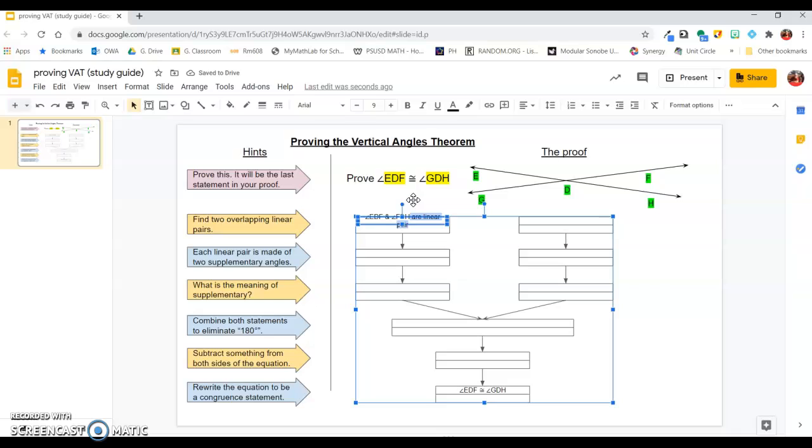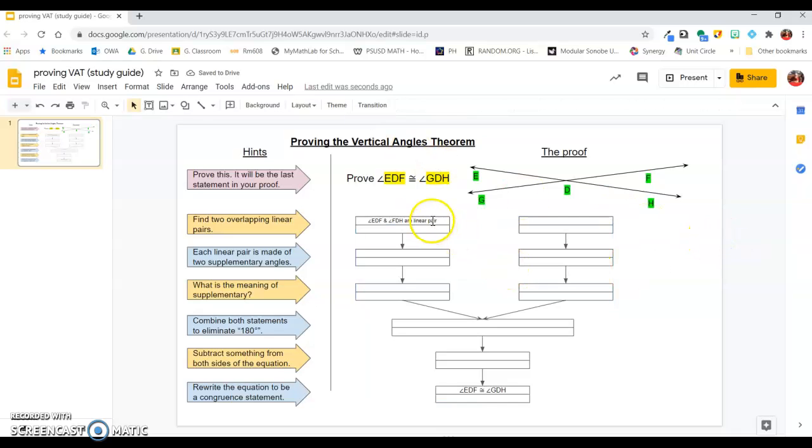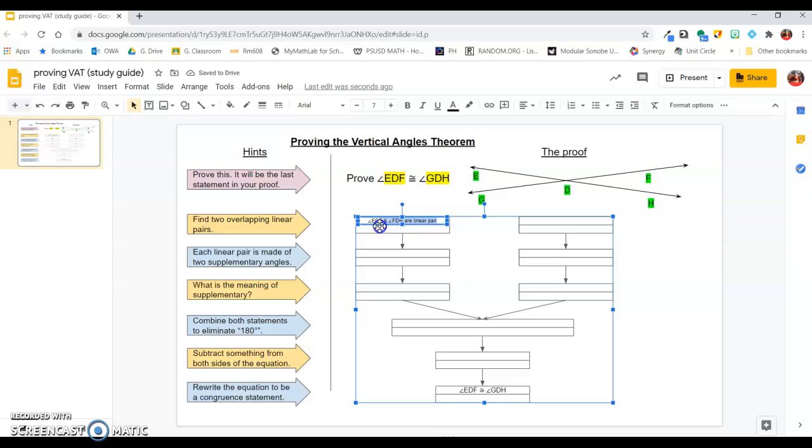And it didn't fit, so I'm going to make it smaller. I'm going to use that size throughout. Yeah, it's small. It'll be okay. So those are a linear pair, EDF, FDH. Now I need the linear pair that creates an overlap. So GDH, FDH. I'm going to paste that in here.